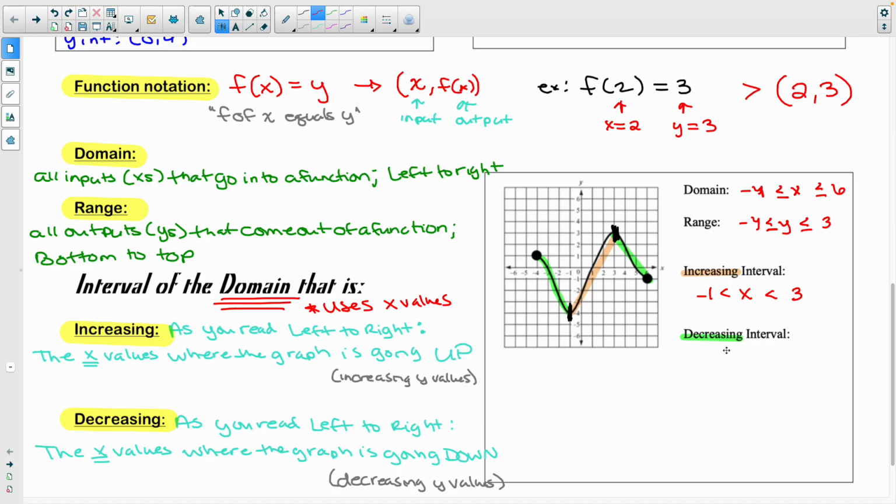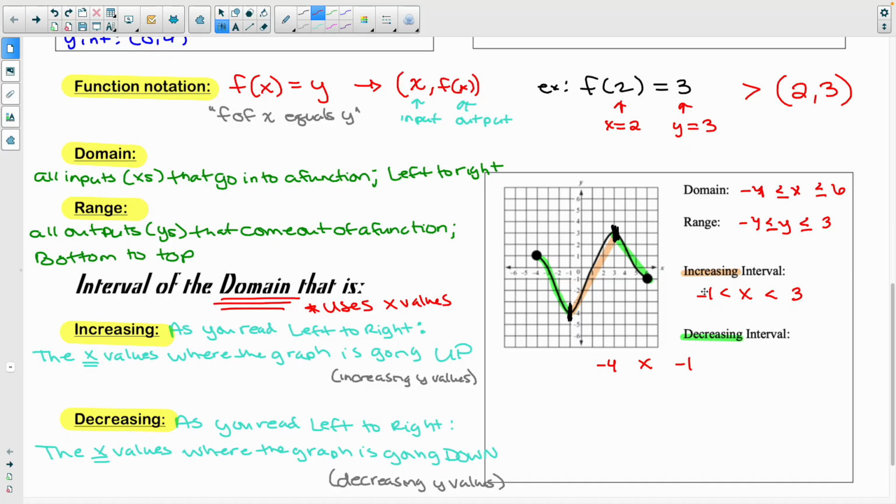So for the decreasing, I'm going to look at the green. Now I have 2 different green ones, so I'm going to have to write out 2 different answers. So my first answer, for the first decreasing, I know it's still the x value, so I'm going to put x in between. On the farthest left, the first part of the green is at -4. The x value is -4, so that's going to be on the far left. Then the end of that green happened at -1, so the x value again is -1.